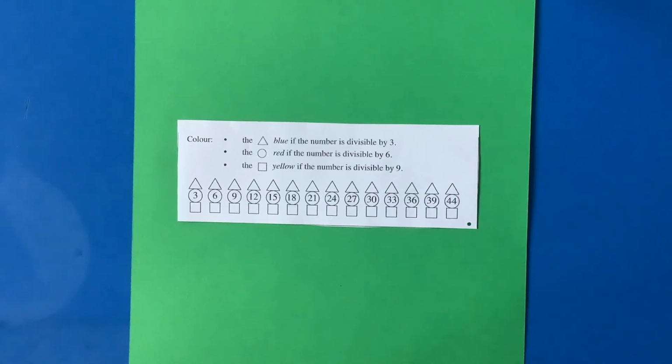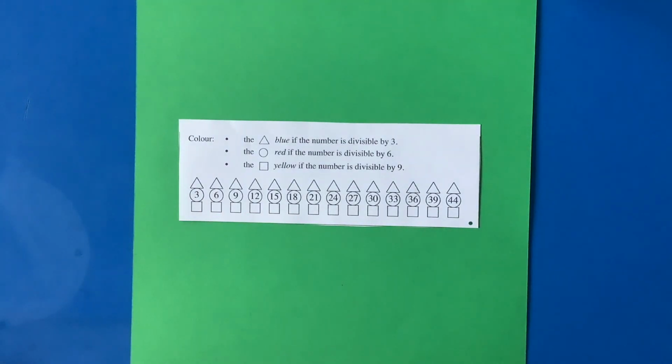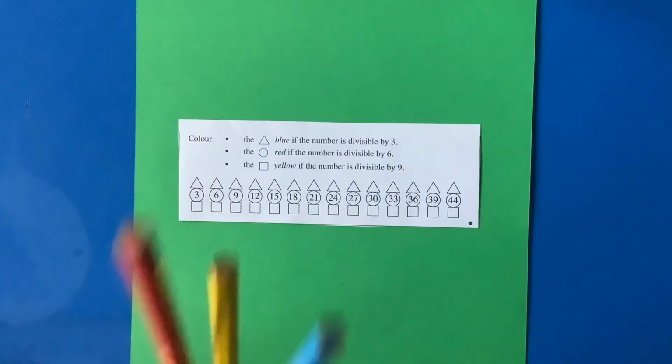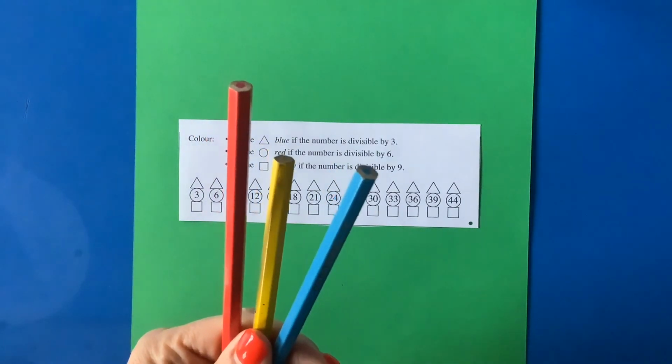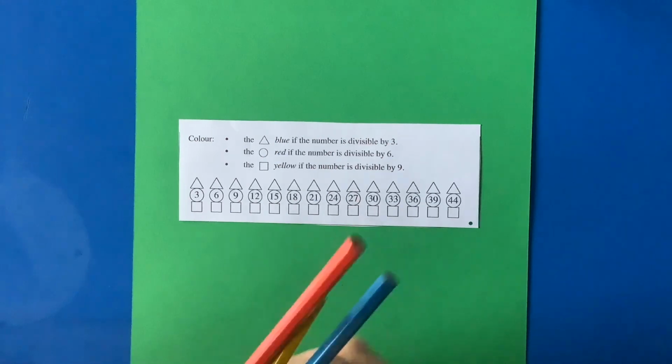Colour the triangle blue if the number is divisible by 3, the circle red if the number is divisible by 6, and the square yellow if the number is divisible by 9. Right, let's choose one. Let's have a go at 12. You could do these in any order that you like. I've got my 3 colours here. If you haven't got red, yellow and blue, you could just change the colours, colour in like a key up the top here and use whatever you've got.